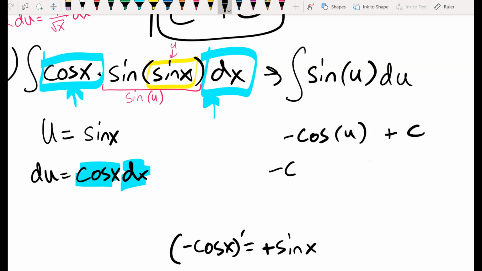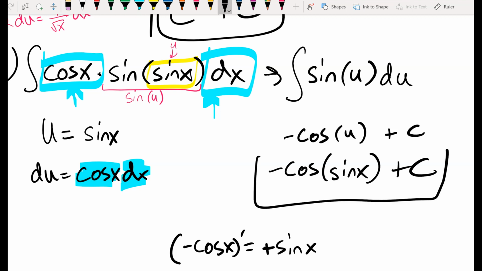But I'm going to make my substitution back in, and good thing I don't need to evaluate this because this is looking pretty chunky as it is. The integral of cosine x times sine of x is just negative cosine of x plus c. And again, you could always just differentiate to check your answer there.